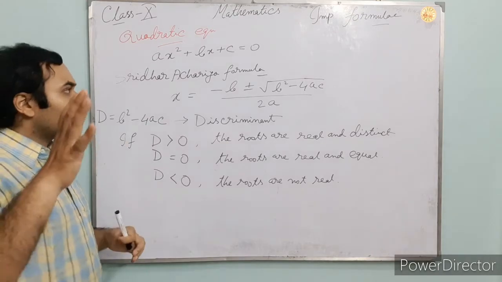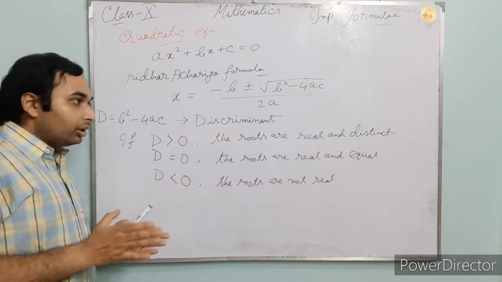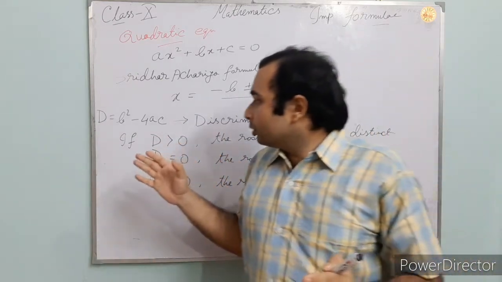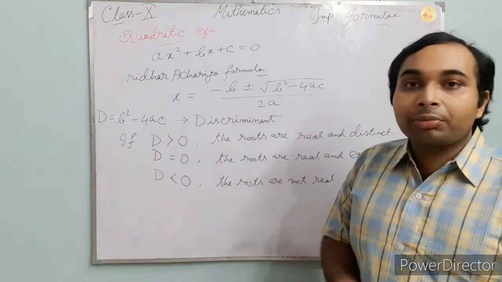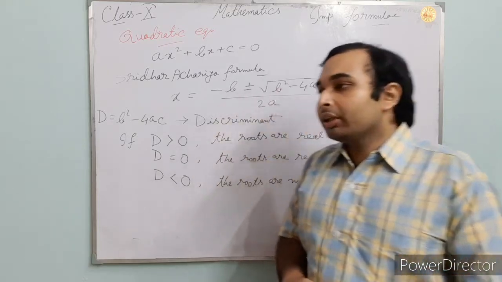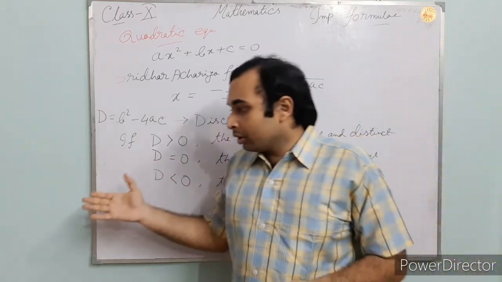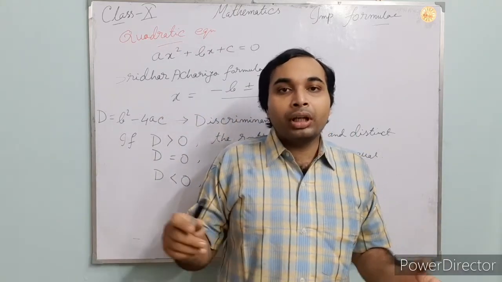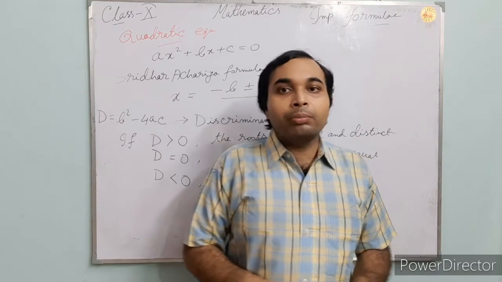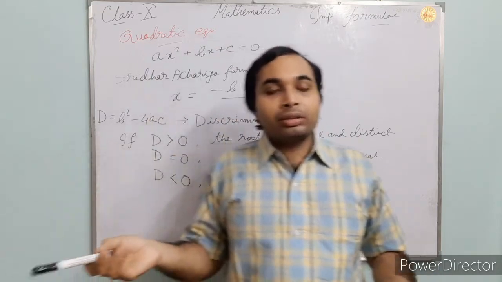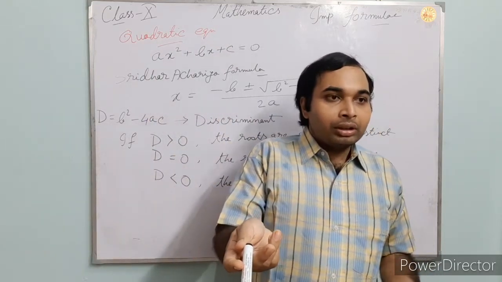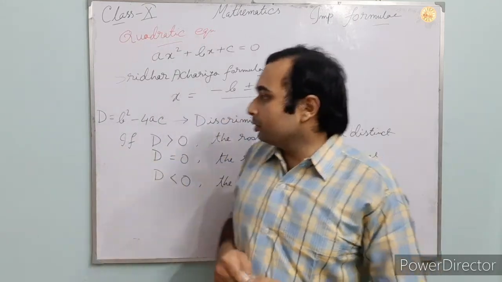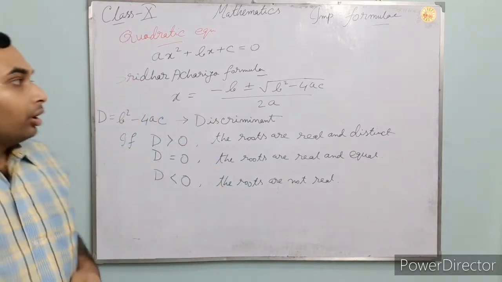In this chapter, this is all there is, and you also have to do word problems. Lots of word problems are there: the boat and stream problems, the train problems, then the time and distance problems. Those types of problems are there. You have to find those. Okay.